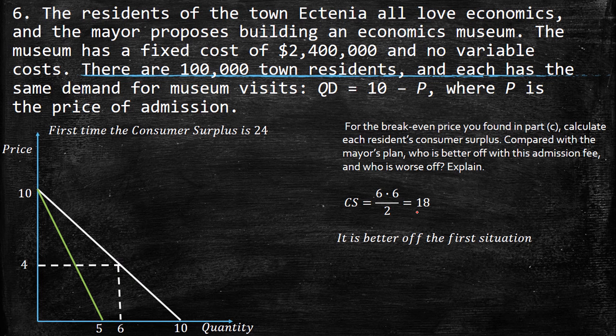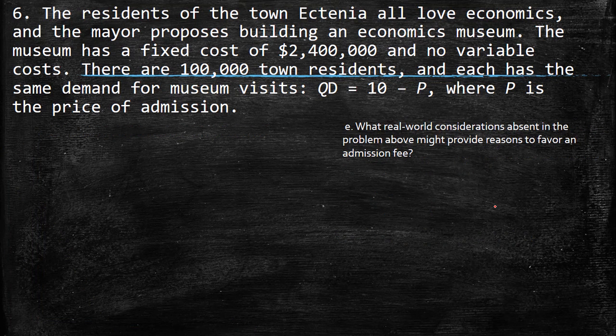So then the first situation is better for the consumers, because at that time they will have this part. So the consumer is better off in this one. And when they charge a price, then the museum is better off. So from the consumer side, the first situation is better than the other one.